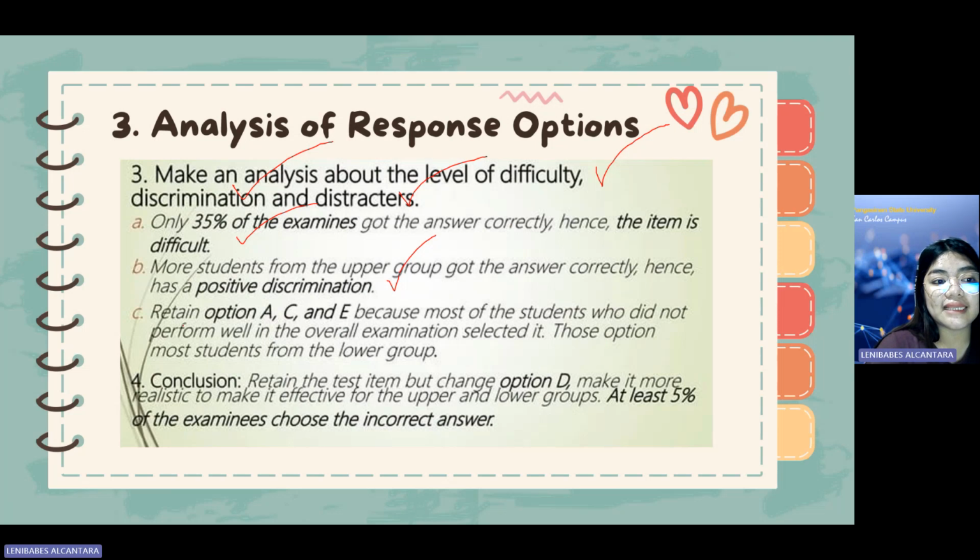Retain daw natin ang option A, C, tsaka E. Bakit? Most of the students who did not perform well in the overall examination selected it. Those options, most students from the lower group. Okay? So if you can see here, most of the students who did not perform well in the overall examination selected it. Mas maraming pumili sa choices na yan from the lower group. Okay? Ibig sabihin, good siya, effective siyang pampalito.